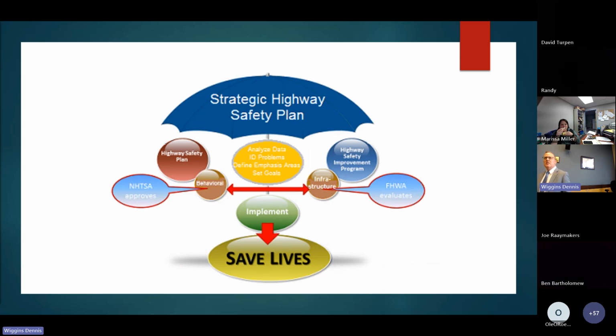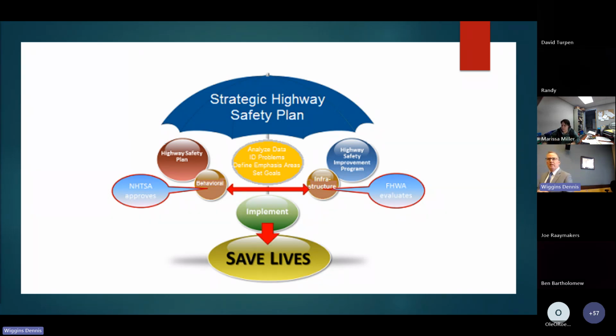In Iowa, this is how highway safety looks. The state puts together a big collaborative plan on strategic highway safety that the Department of Transportation leads. We analyze data, we're a part of that process. We identify problems, we develop emphasis areas, and we set our goals. After that, we split off to the right to make our highway safety plan. We're focused on driver behaviors: speed, impaired driving, and risky decisions.